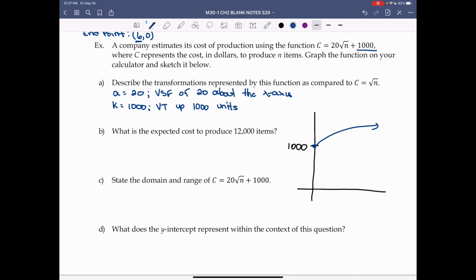Part B, what is the expected cost to produce 12,000 items? Well, n is the number of items, so we can sub that in. C, the cost, equals 20 times the square root of the number of items, which is 12,000 in this situation, plus 1,000, and we can calculate.